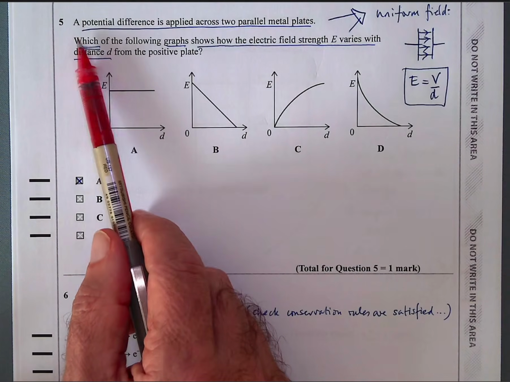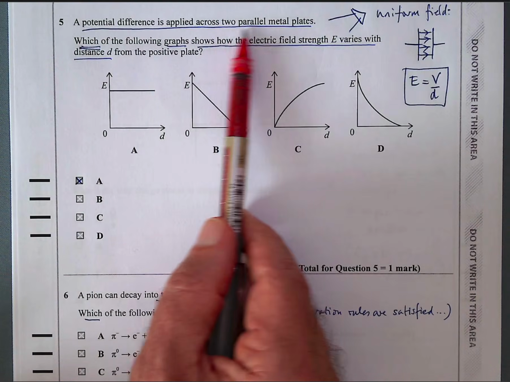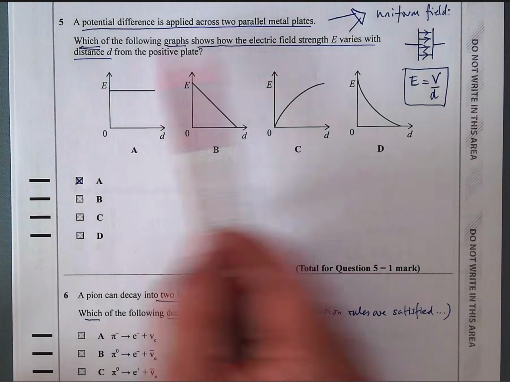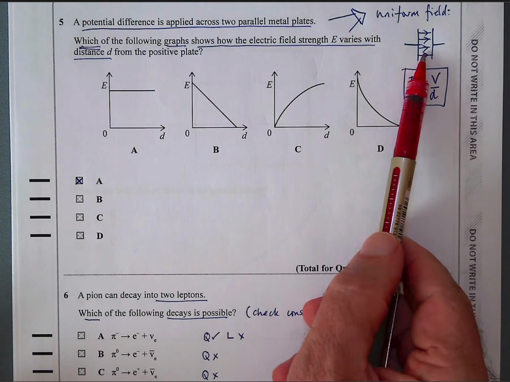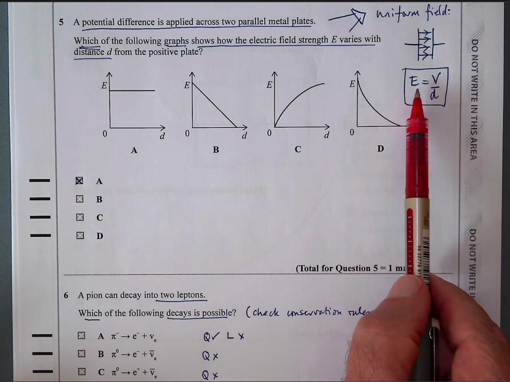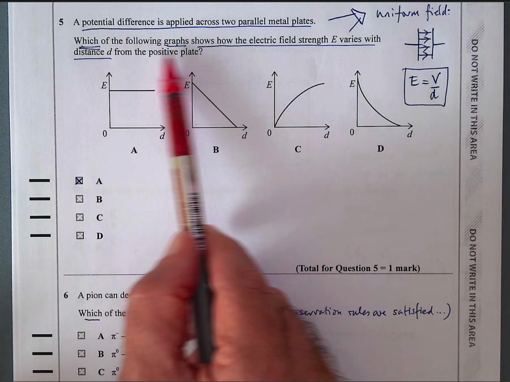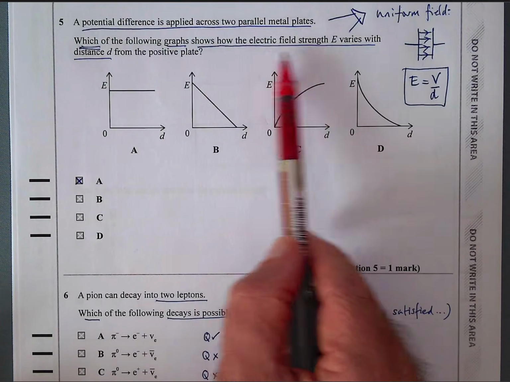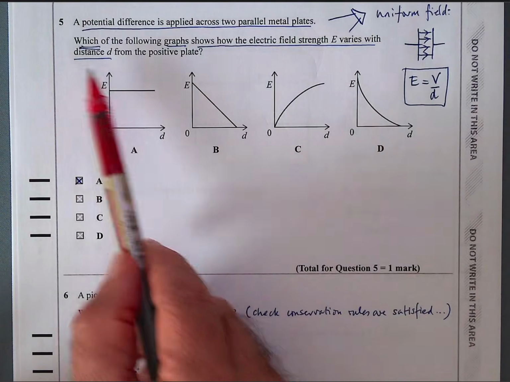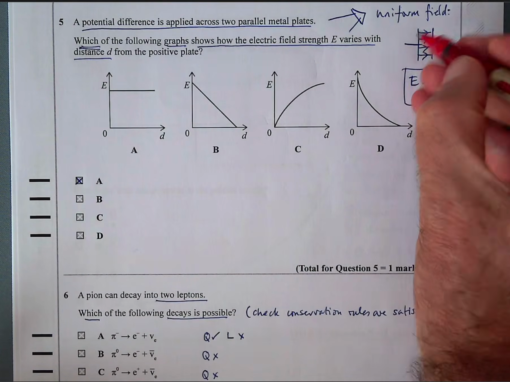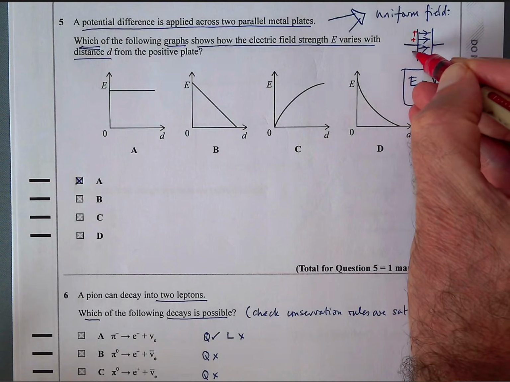Okay, so a potential difference is applied across two parallel metal plates. Parallel metal plates have a uniform field in them. Okay, parallel plates, the electric field strength is the voltage divided by the distance between them. Which of the following graphs shows how the electric field varies with distance d from the positive plate? So if one is the positive plate, doesn't matter which one.